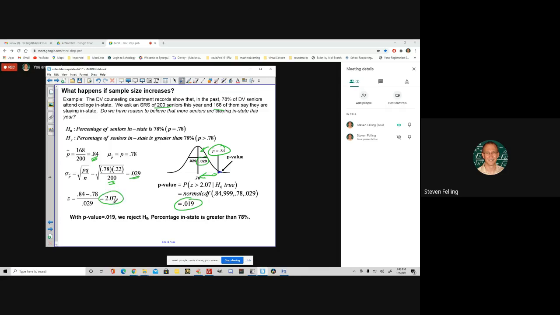So now it crosses into unusual territory, and we would change our write-up. We'd say with a p-value of 0.019, that's low, so we reject H0. Therefore, we do have sufficient evidence to say that the percentage is higher for this year.